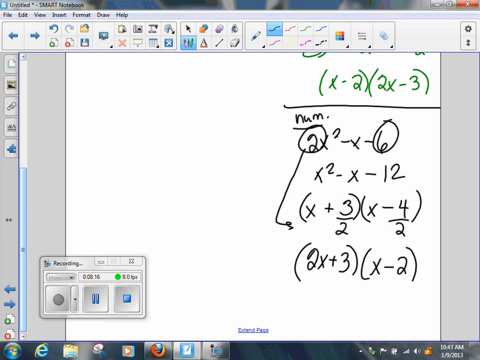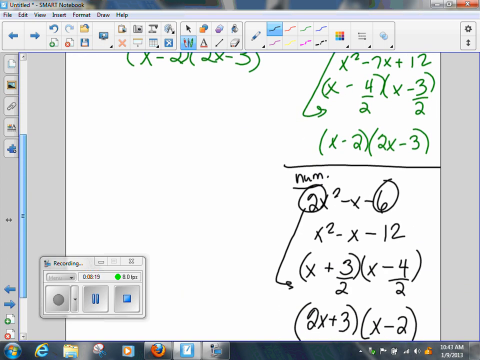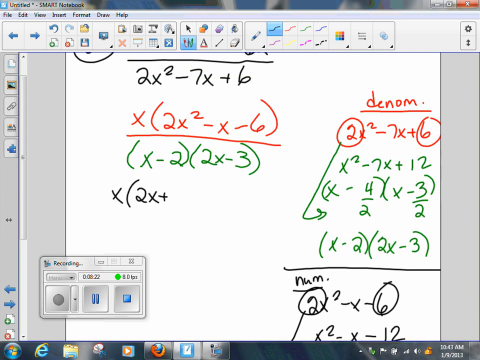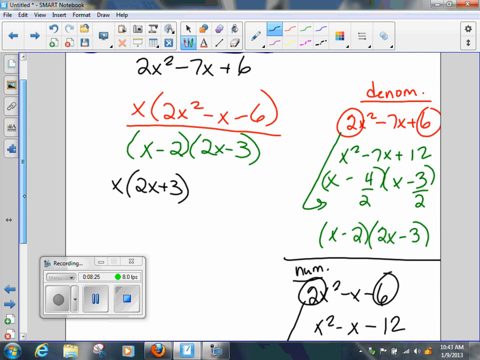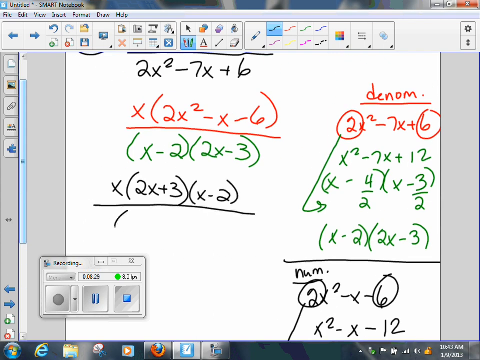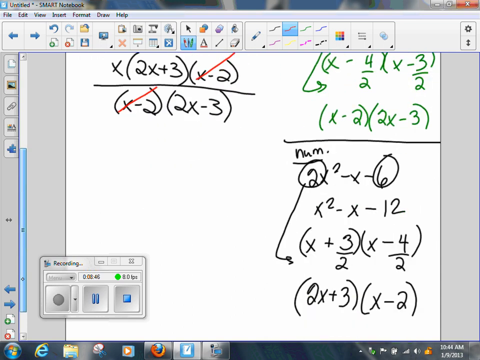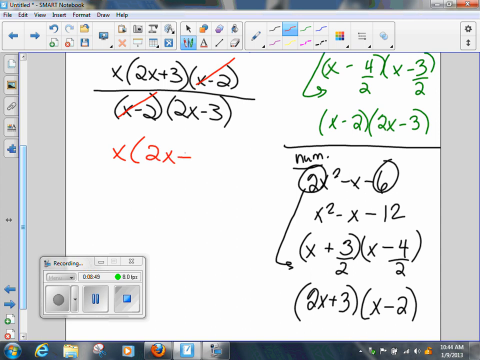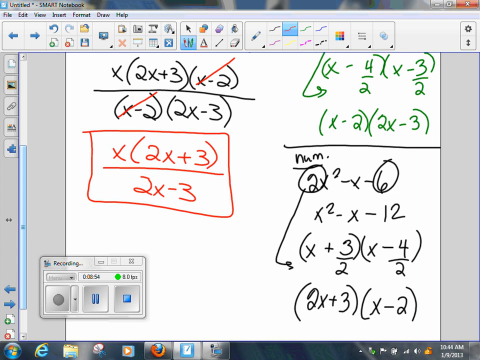Here we go. All right, 2x plus 3, x minus 2 from the numerator, and then x minus 2, 2x minus 3. Cross cancel what you can, x minus 2. Will anything else factor? Will anything else cancel out? Nope. Just leave it: x times that quantity over this quantity. I'd just as soon you leave it like that, because it is in simplified form.